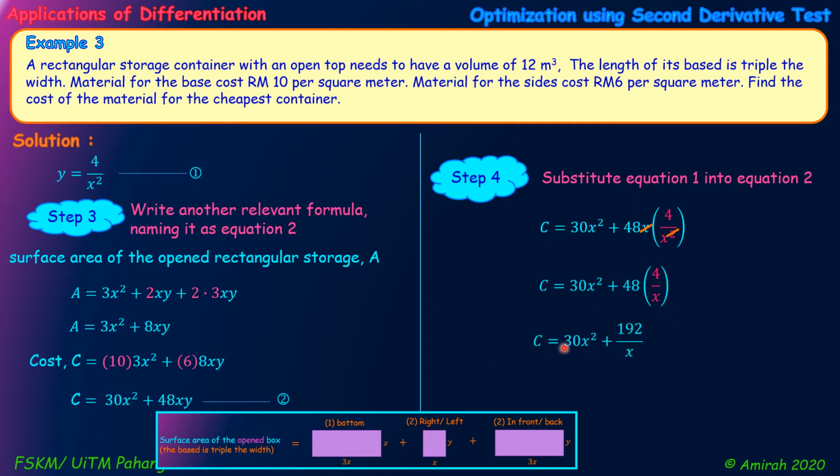Okay, and cost equals 30x squared plus 48 multiplied by 4, so that equals 192 over x. So this is the cost formula in terms of variable x. From this cost formula in terms of variable x, we can find the cost of the material.